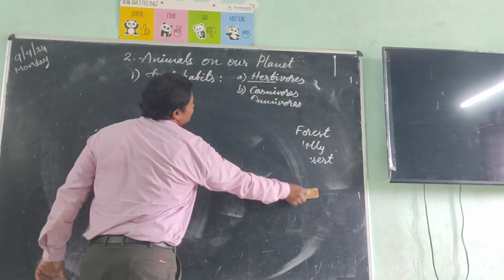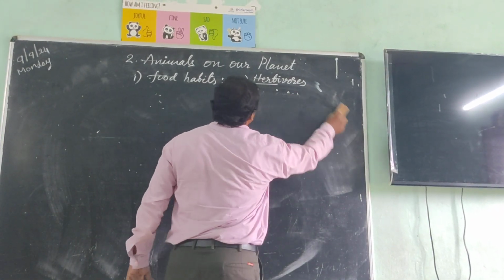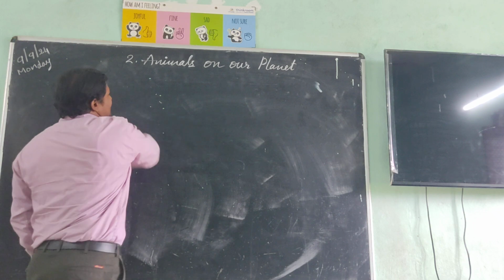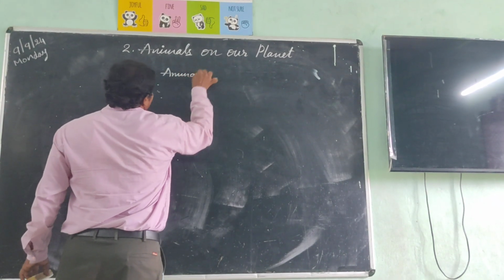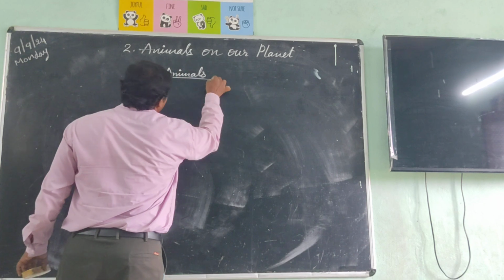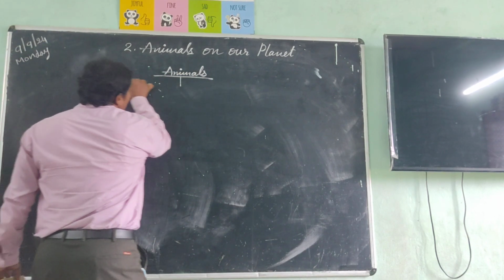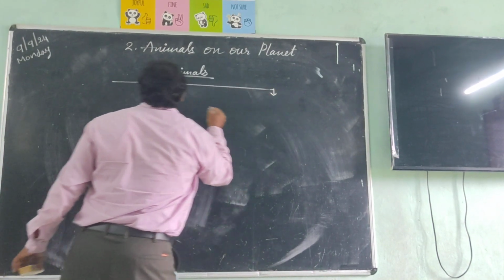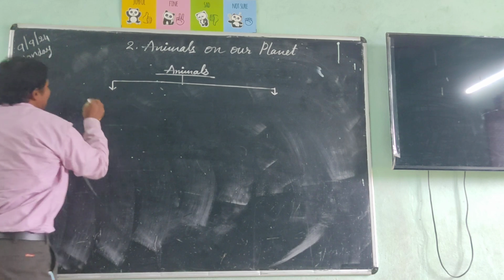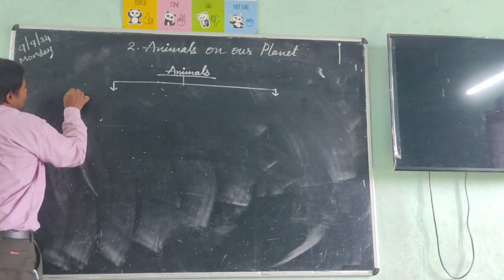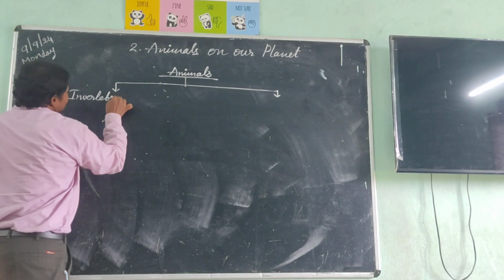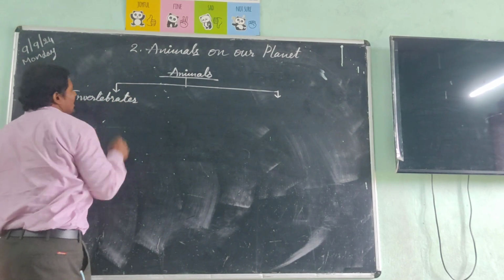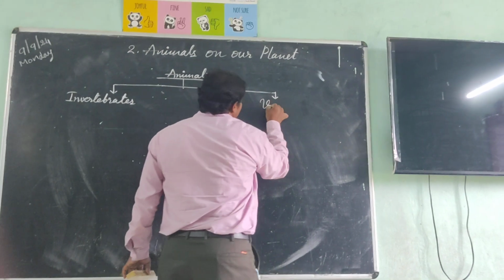Classification based on backbone or spine. Animals are classified into two types: those which do not have a backbone, invertebrates, and those which have a backbone, vertebrates.